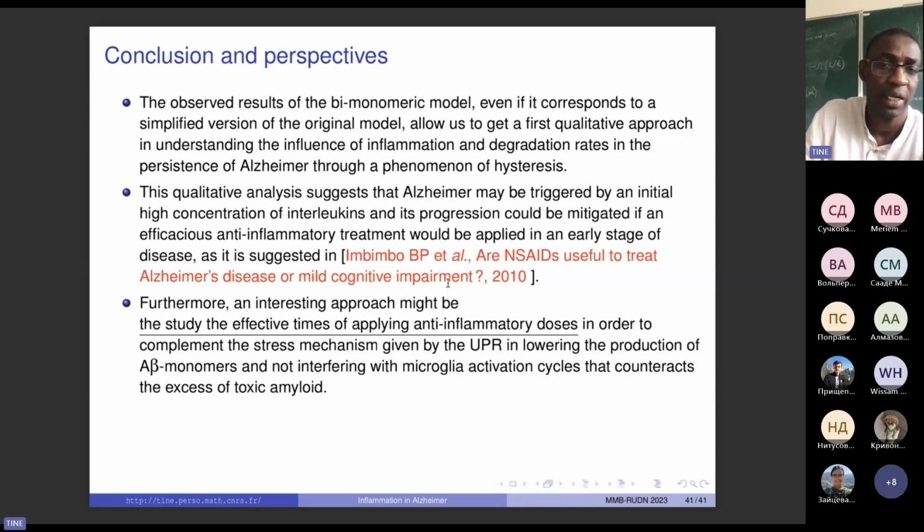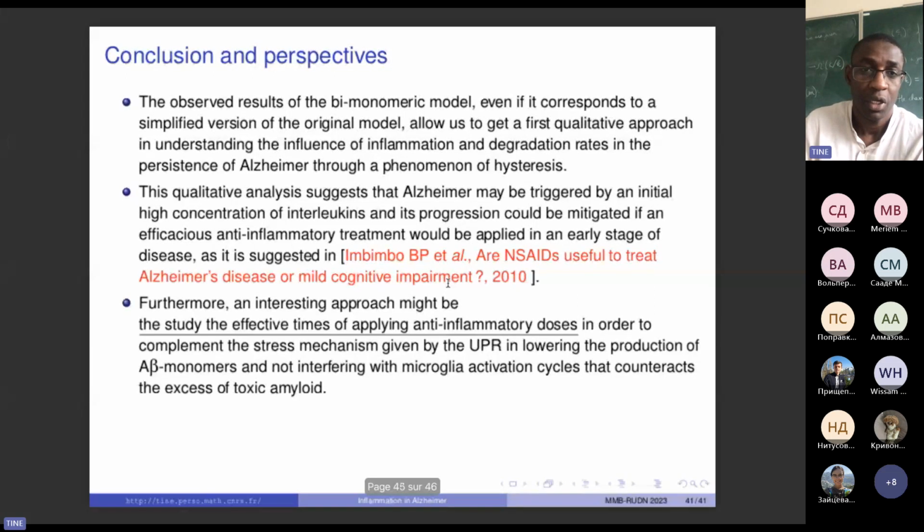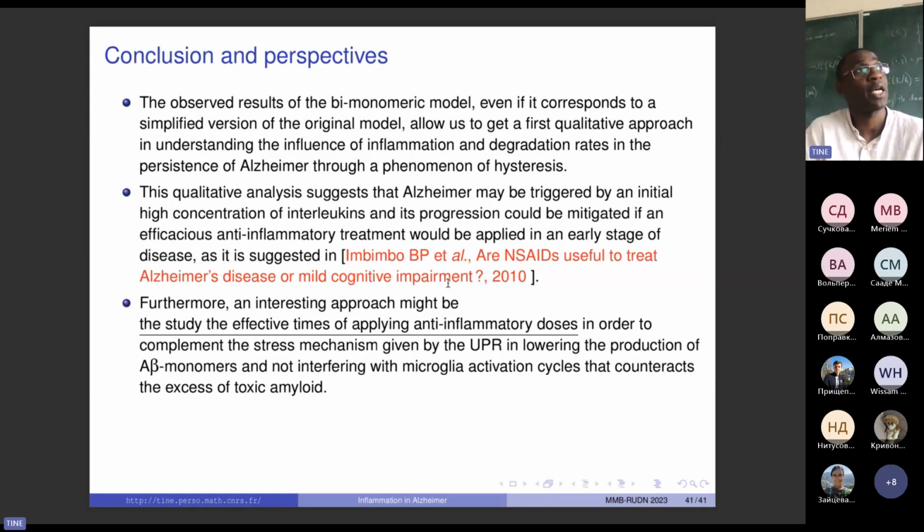So furthermore, an interesting approach might be the study of the effective time of applying an anti-inflammatory dose in order to complement the stress mechanism given by the UPR, because we do not take into account the UPR in lowering the production of Aβ-monomers and not interfering with the microglia activation cycle that counteracts the excess of toxic amyloid. So this is what we obtained for this time.